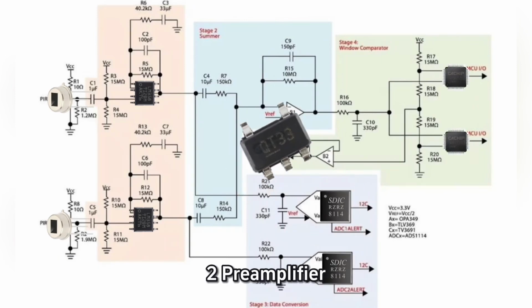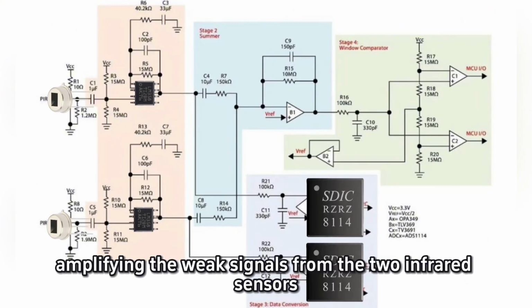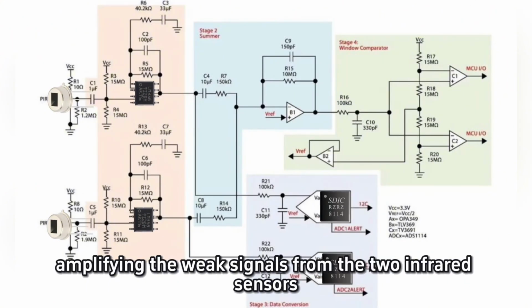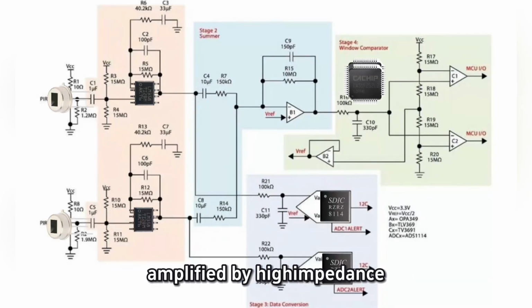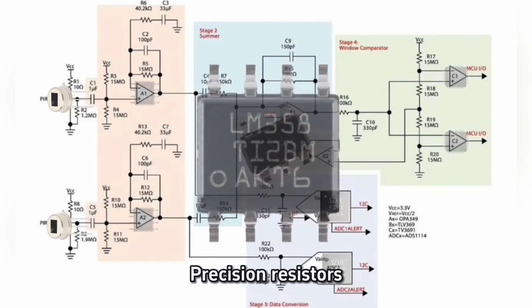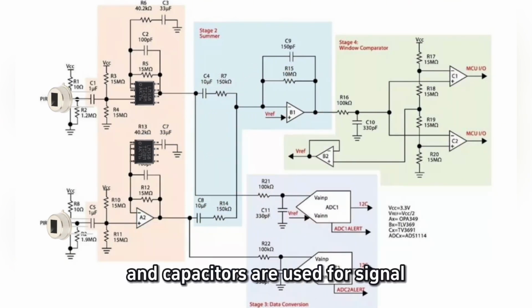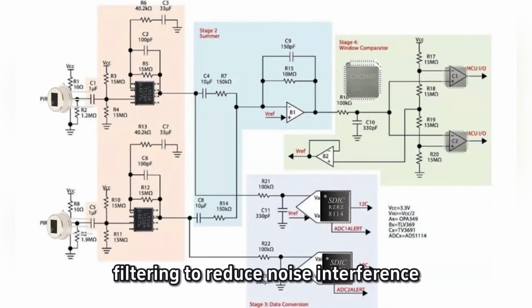2. Preamplifier. This is the first step in signal processing, amplifying the weak signals from the two infrared sensors. The signals from each sensor are amplified by high-impedance amplifiers, A1 and A2. Precision resistors and capacitors are used for signal filtering to reduce noise interference.